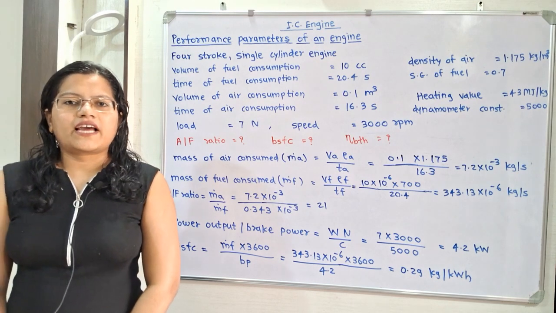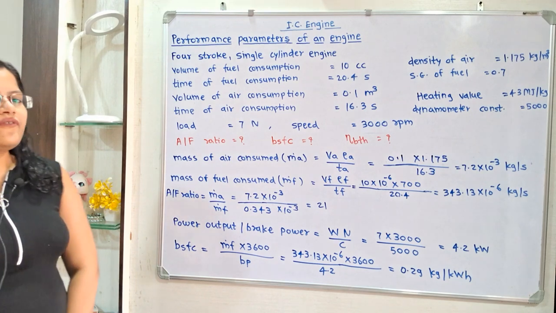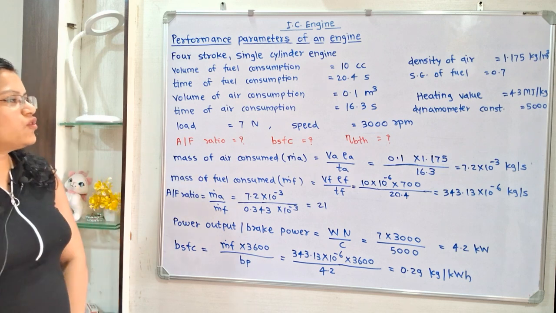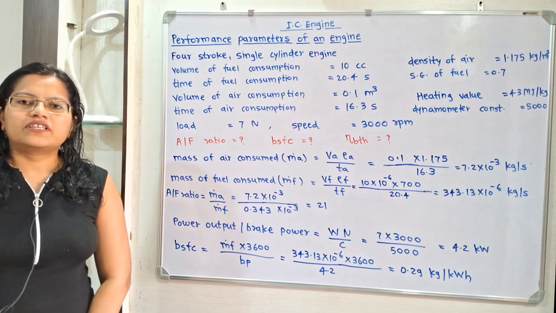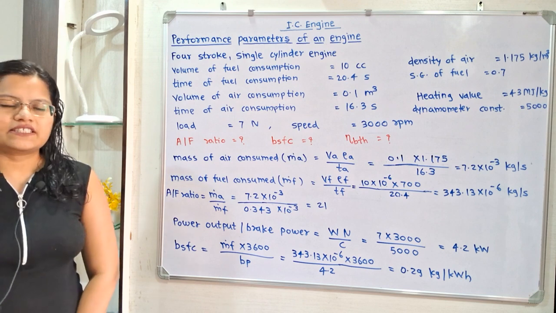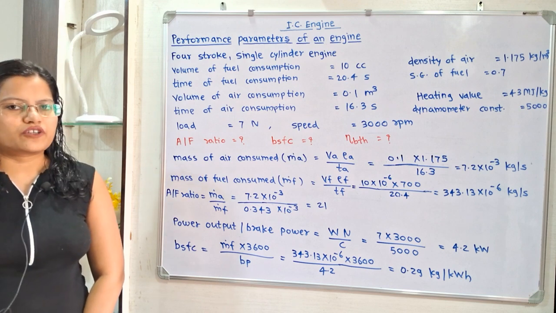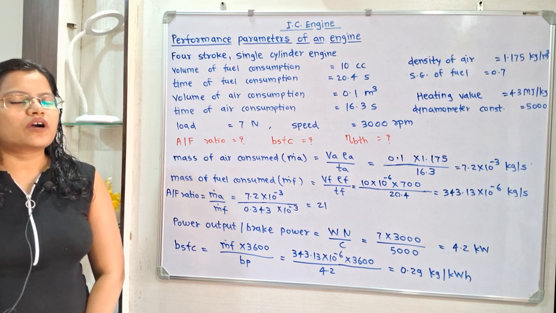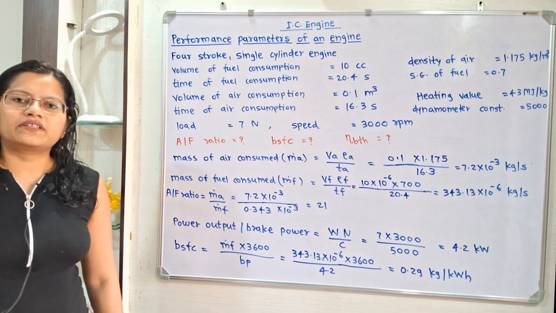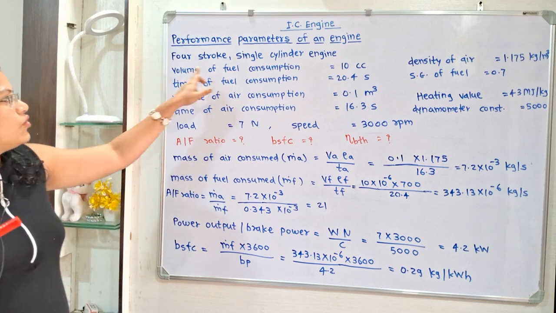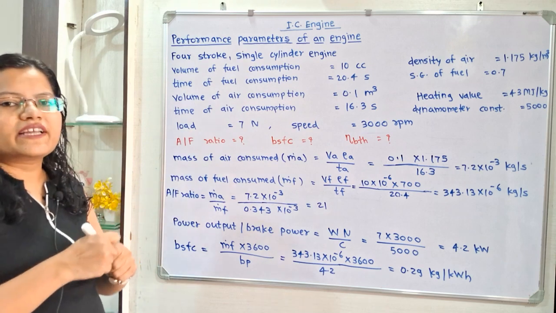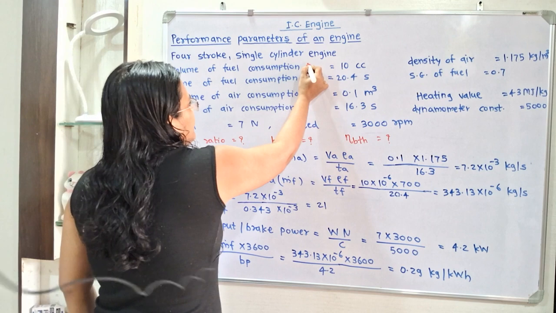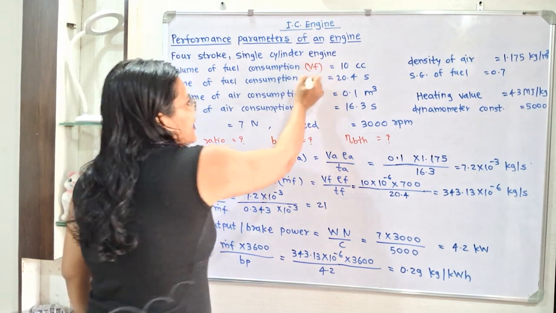Let us understand the given data. This is the 4-stroke single cylinder engine. Volume of fuel consumption is given. It is 10 cc, that is 10 centimeter cube. But the standard unit is meter cube, so we have to convert this centimeter cube into meter cube. Now volume of fuel consumption, we will give the notation Vf. So Vf is equal to 10 cc.